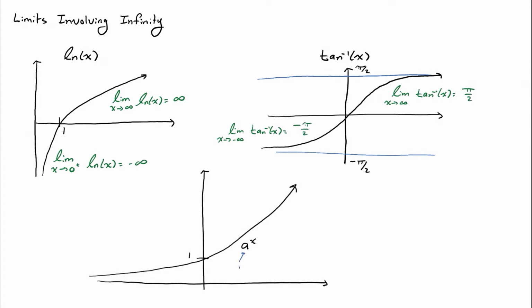Finally, exponentials. They act almost the opposite of the natural log, because they are. Notice the domain of natural log is x greater than 0, and the range of the exponential is y greater than 0.